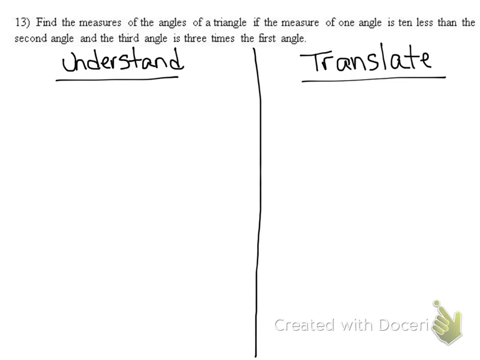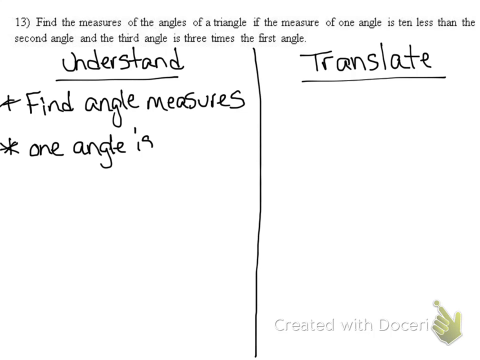Problem 13 says find the measures of the angles of a triangle if the measure of one angle is 10 less than the second angle and the third angle is 3 times the first angle. You're also asked to go through all 4 steps of the problem-solving process: understand, translate, solve, and interpret. And so we'll start by completing the understand step by reorganizing all the information that we're given.